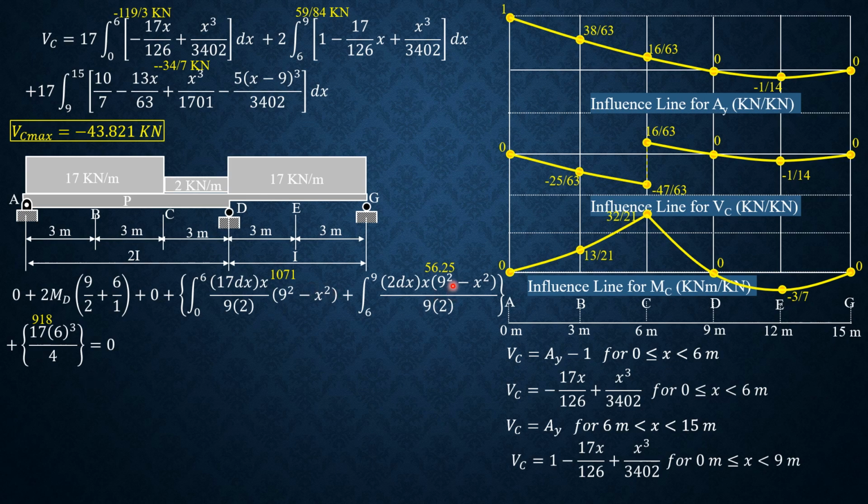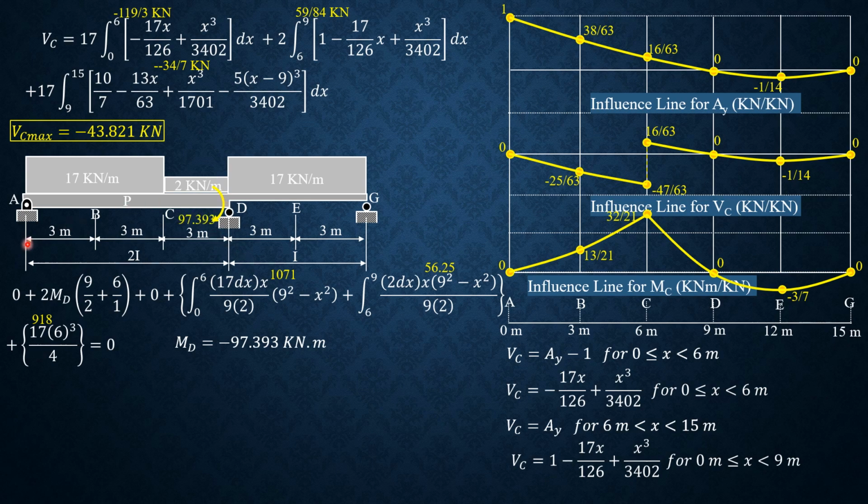1071 plus 56.25 plus 918 to the right is negative, divided by 21. The coefficient of MD is 21. So MD is negative 97.393. So since it is negative, it should be clockwise, just to the left of D, and it is 97.393.